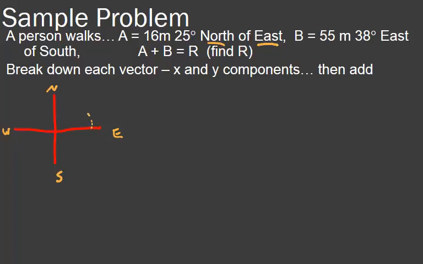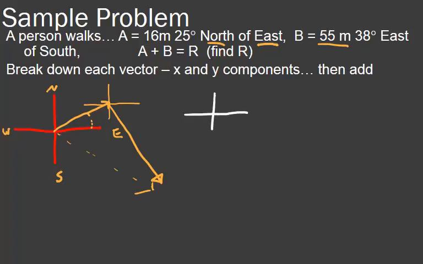So 25 degrees up. And we have our vector A, and then vector B is 38 degrees east of south, which we start on the new axis. East of south would be somewhere here, and then down like that. Now remember, essentially it's down like this, but what we need to do here is get the separate x and y components of these vectors, right?